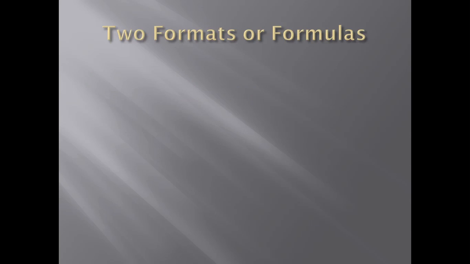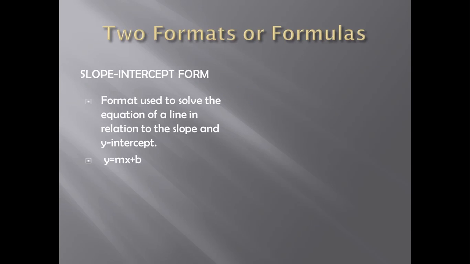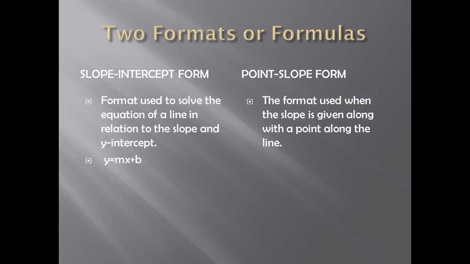There are two different formats. The first format is the slope-intercept form. In this form, you have an equation of a line in relationship to its slope and y-intercept. The formula is y equals mx plus b. The other format is the point-slope form. In this form, you have the equation in relationship to its slope, but given also with a point along that line. The formula for that is y minus y1 is equal to m times x minus x1.